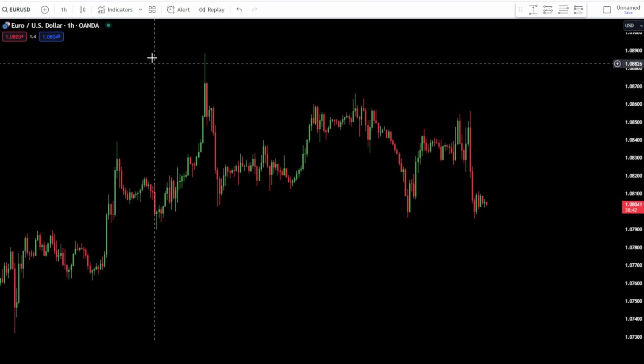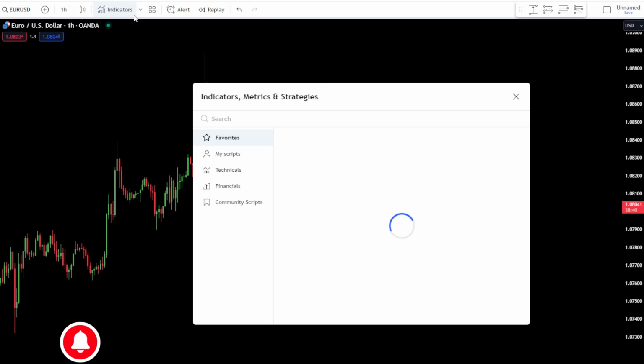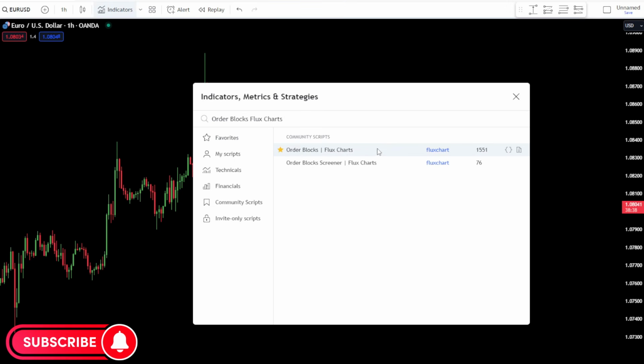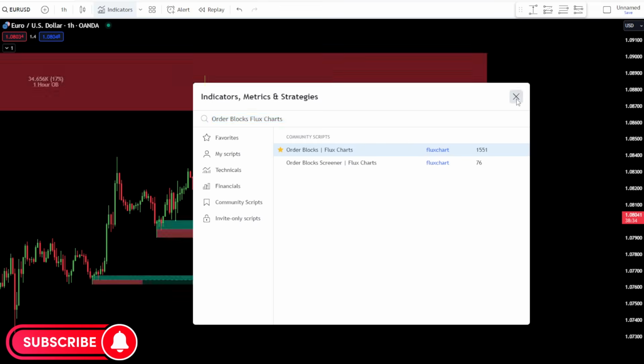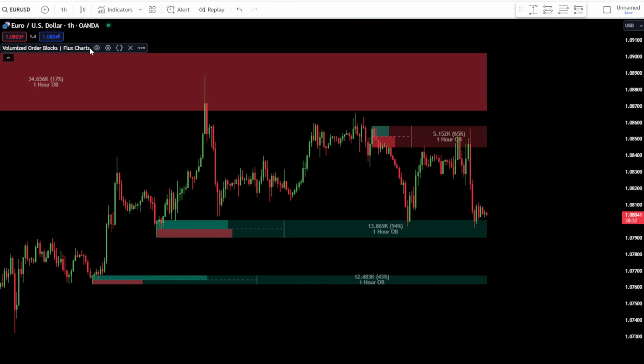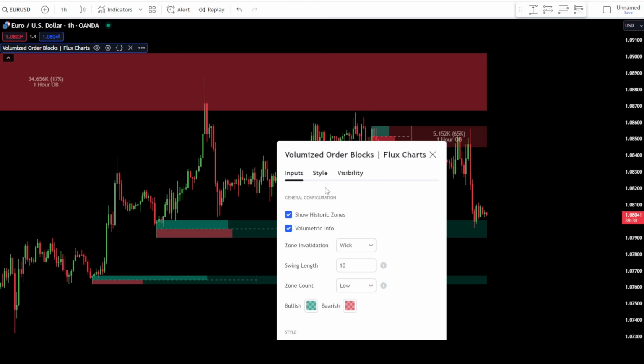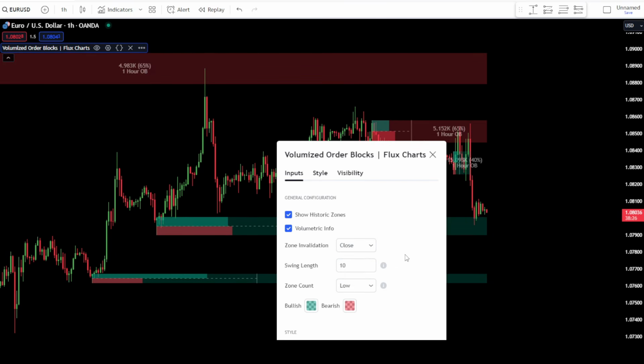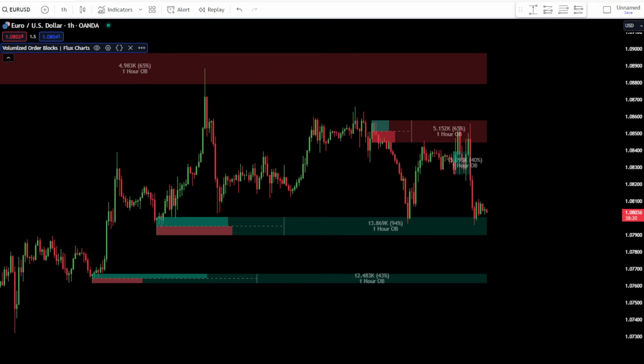Now, go to the Indicator Search tab and type Order Blocks Flux Charts. Select Order Blocks Flux Charts from Flux Chart. Then, access the Volumetric Order Block settings. In the Input tab, change the Zone Invalidation to Close. Leave the other items at their default settings. Once done, click OK to confirm the changes.